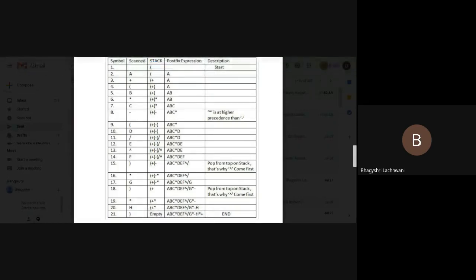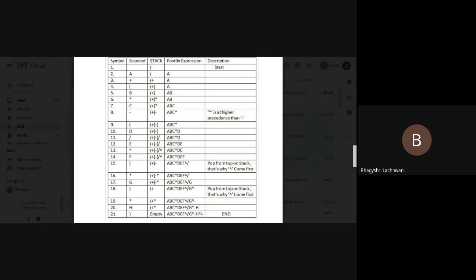Now, this is the main step of the algorithm. When the closing bracket is coming, that means you have to pop all the operators from the top of the stack until you encounter the starting bracket. That means first you have to pop exponential. So now the expression will be abc star def exponential. Again another operator will be there, that is slash. So abc star def exponential slash.